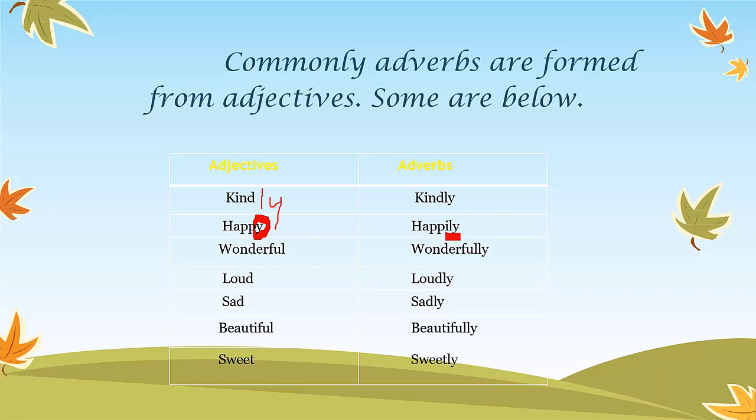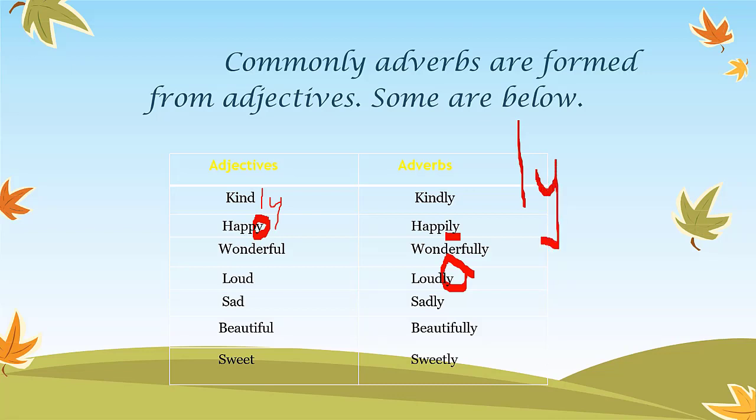So he is speaking kindly to her, and he is smiling happily. Someone is kind, but he is speaking kindly. Someone is happy, but he is smiling happily. Then wonderful, wonderfully. We can say her voice is wonderful, but she's singing wonderfully. Then loud. His voice is loud, so he's speaking loudly. To make an adverb from an adjective, you use ly.